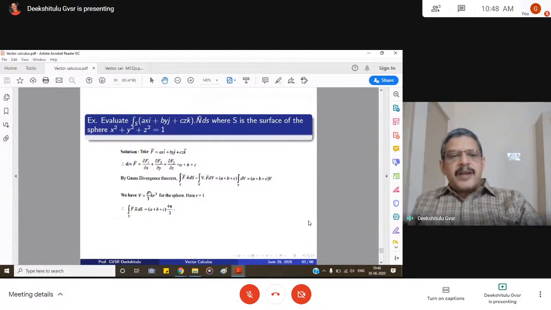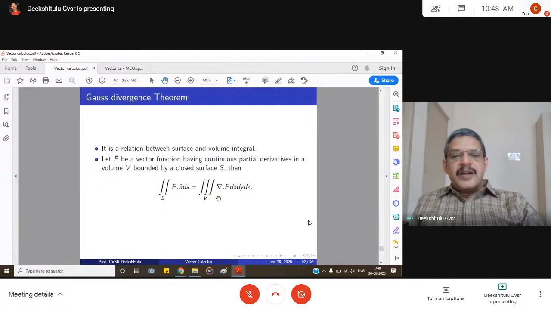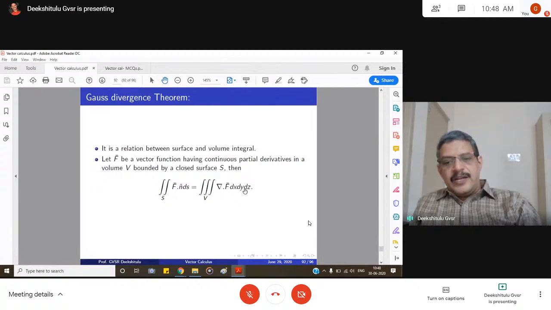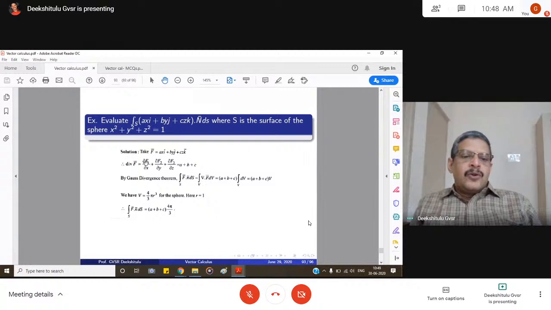If you want to apply the Gauss divergence theorem, what is required? The divergence of f, del dot f. So what is div f? Dou f1 by dou x plus dou f2 by dou y plus dou f3 by dou z. That is a, b and c, so a plus b plus c. So the surface integral of f dot n dS is equal to the triple integral over V of div f dV, where div f is the constant a plus b plus c.